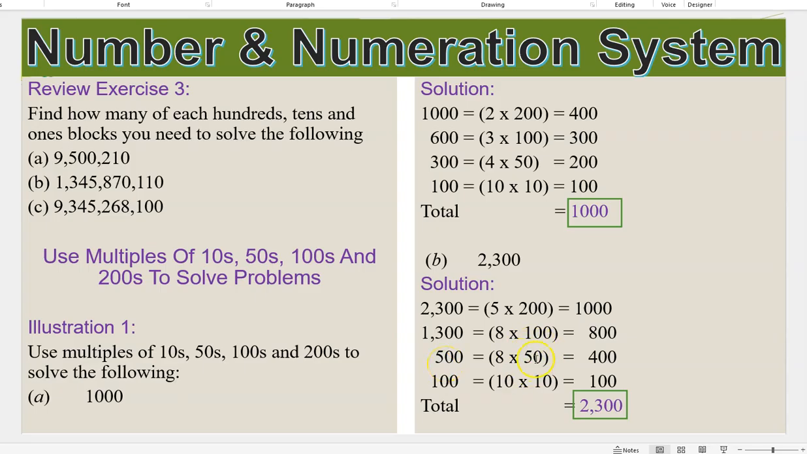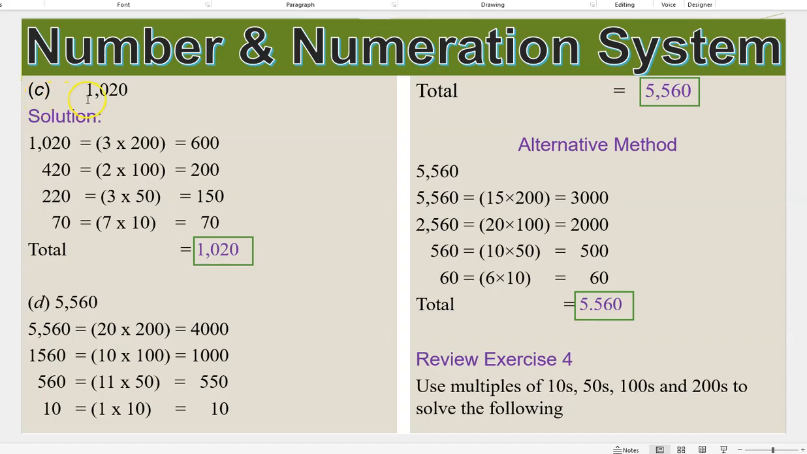How many 50s do we need? We need 8. So 8 by 50 gives us 400. 400 subtracted from 500 gives us 100. How many tens do we need? 10. So when you multiply 10 by 10, we get 100. When you sum them up, you get 2,300. That equals the answer.